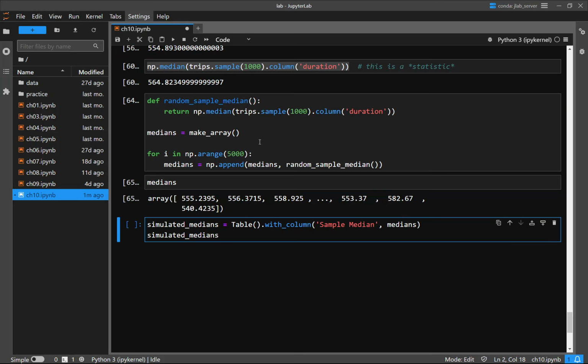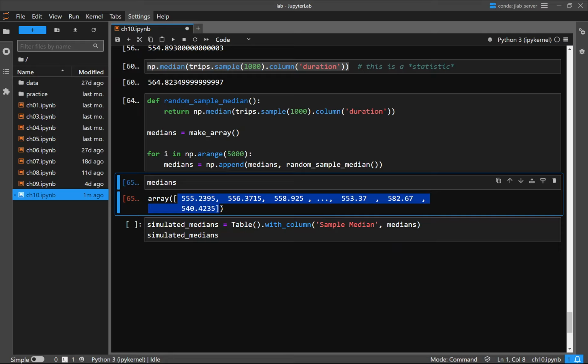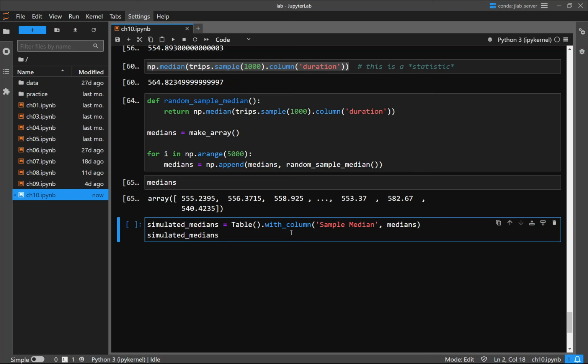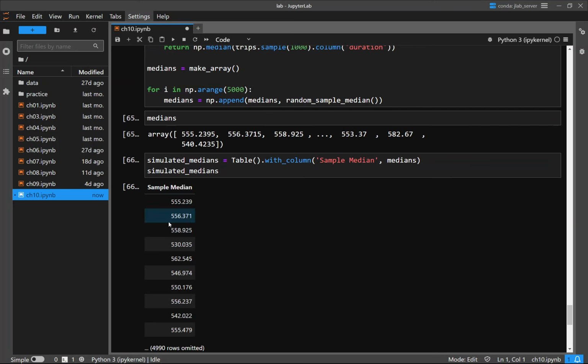How many times has it taken? Because the trips table is huge, right? It was very large. So that's what happened. And there's my array, it finally finished. It had to go through the trips table, which is 350,000 rows big, every time. It took a long time. But it's finished now, and so I can make this table in a pretty way, putting all those same values in a column of a table.